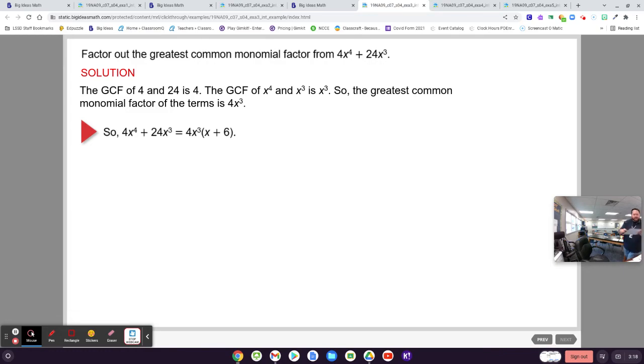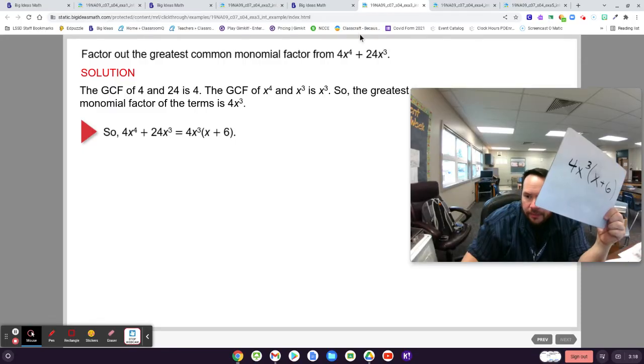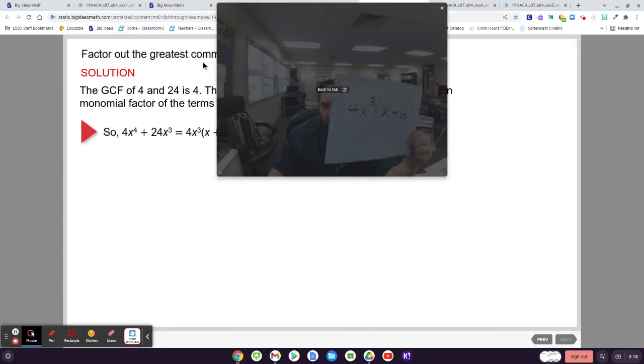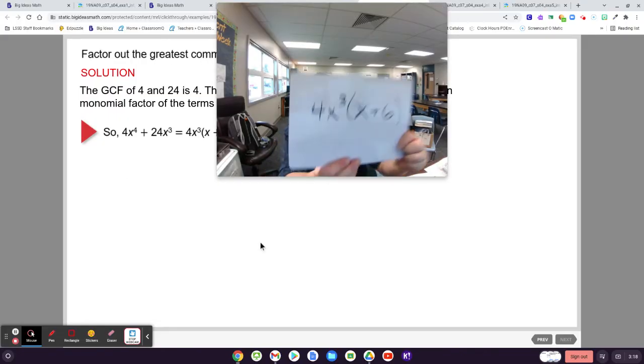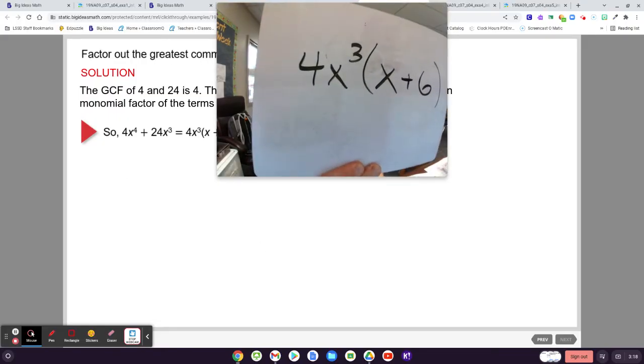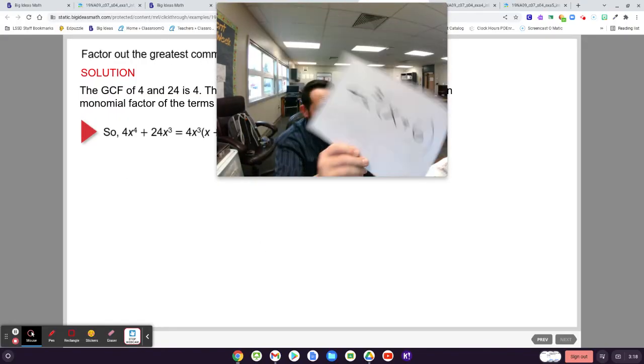Okay. And then the B term is the other factor. So we have undistributed a 4x cubed out. That's like our A term. And we got an x plus 6 left. Let me enlarge again. There we go. Okay. So that is our factored form.